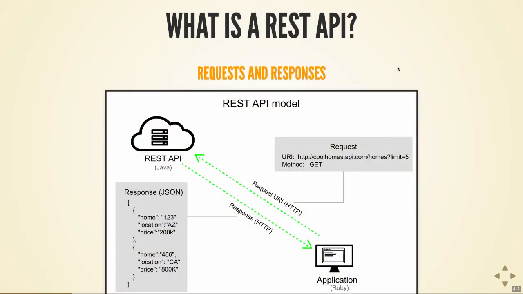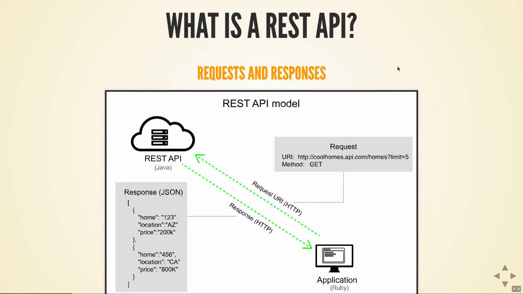So the basic model kind of looks like this. You've got some application here. It could be anything, Ruby, Java, PHP. It's language agnostic. It makes a request out to some resource in the cloud, and that server, that API server, could be anything, Java, PHP, Ruby. It doesn't matter.